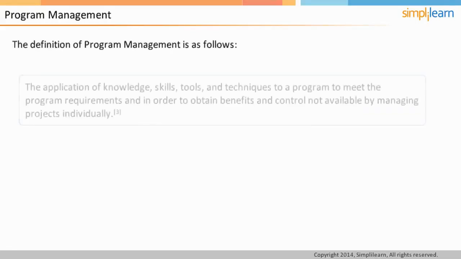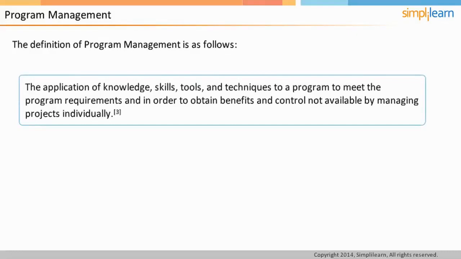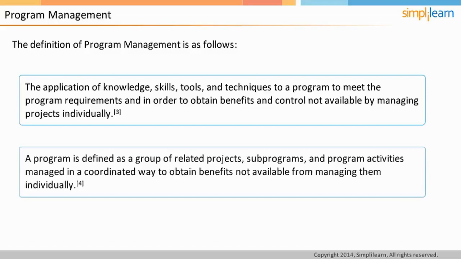Program management is defined as the application of knowledge, skills, tools, and techniques to a program to meet the program requirements and to obtain benefits and control not available by managing projects individually. As defined in the PMBOK guide, a program is a group of related projects which, when managed as a group in a coordinated fashion, provides benefits and control that are not available while managing them individually. These benefits could be from decreased risk, economies of scale, improved management of dependencies, delivery of additional capabilities, optimal utilization of shared resources, and so on. Let us now learn the various features of program management.